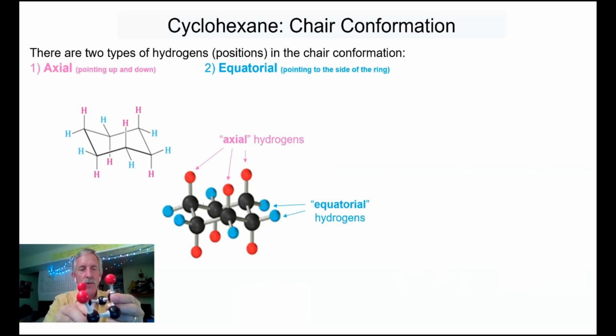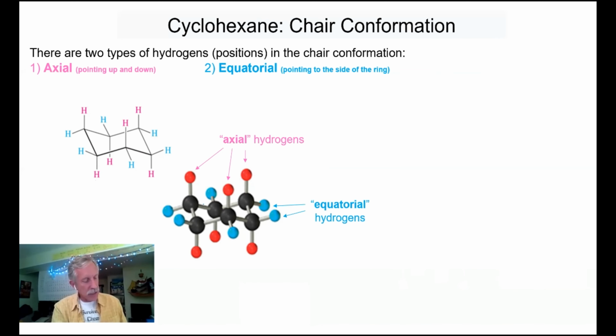So when you are trying to draw your chair or build your chair or imagine your chair, I often start by drawing the axial hydrogens first. They're all straight up and down. Okay? As you can see, every other carbon has hydrogens pointing in the axial direction straight down.